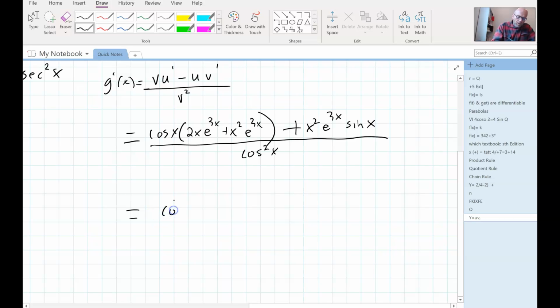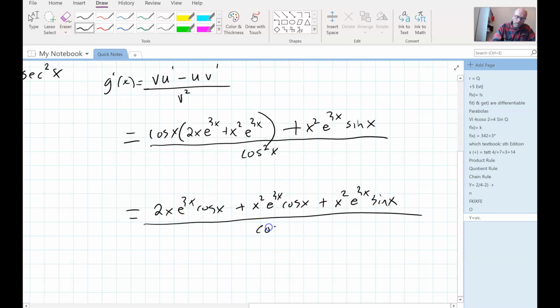Let's see, we got cosine, we got 2x e to the 3x cosine x plus x squared e to the 3x cosine x plus x squared e to the 3x sine x. And all of that is over cosine squared. Okay? Now we're almost tempted to add those two together because they have the same x squared and e to the 3x, but because one has a cosine and the other has a sine, there's really nothing we can do. We can't combine those.